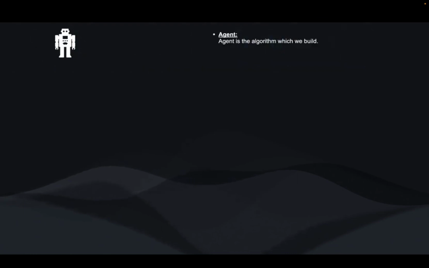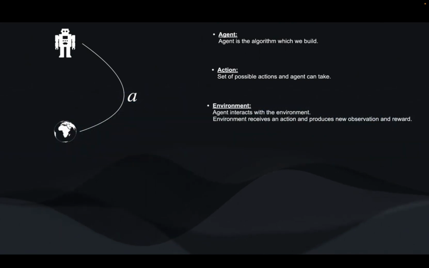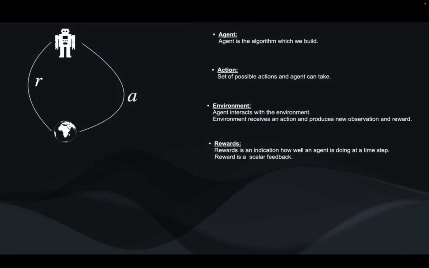Now let's talk about a few of the terminologies. First of all, the agent. The agent is the algorithm which we are trying to build. The agent takes certain actions; the set of possible actions the agent can take is what we call the action. The agent interacts with the environment. The environment receives an action and produces a new observation and reward. That reward is an indication of how the agent is doing at a particular timestamp. This reward is generally a scalar feedback.